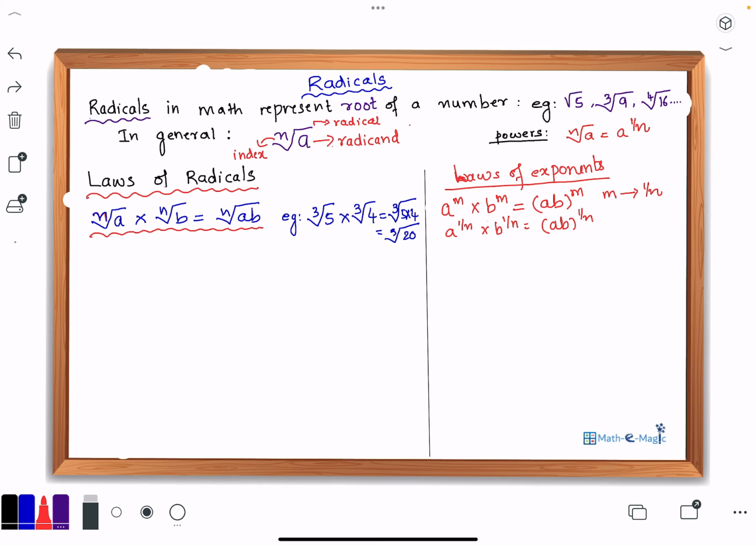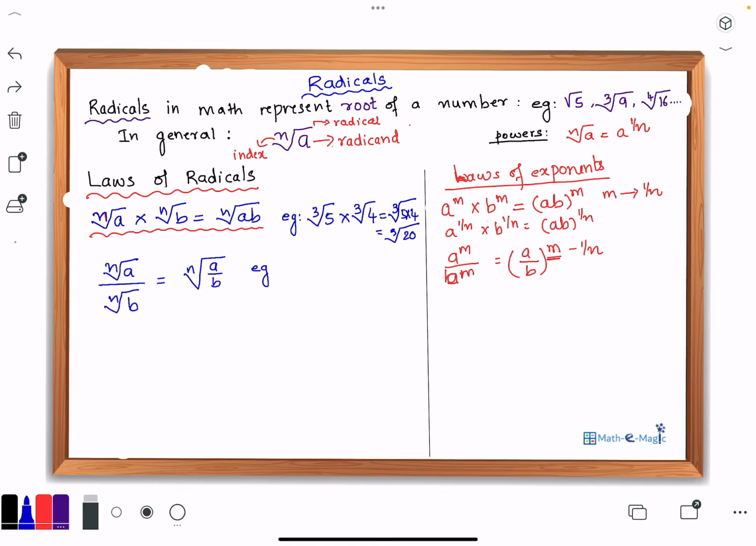Now if I look at another law of exponents that I know, that if I have a to the power of m divided by b to the power of m, then I can write this as a over b to the power of m. The same thing, if I replace m with 1 over n, I end up getting the law of radicals, which is the nth root of a divided by the nth root of b. This I can write under one radical sign as the nth root of a divided by b.